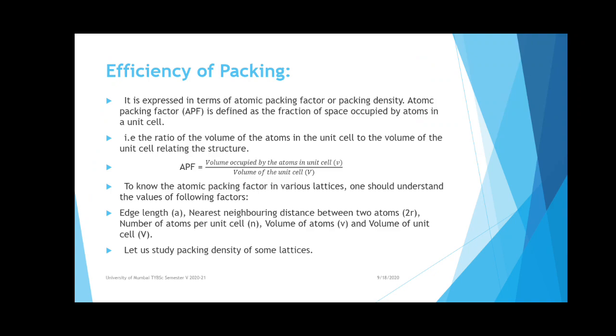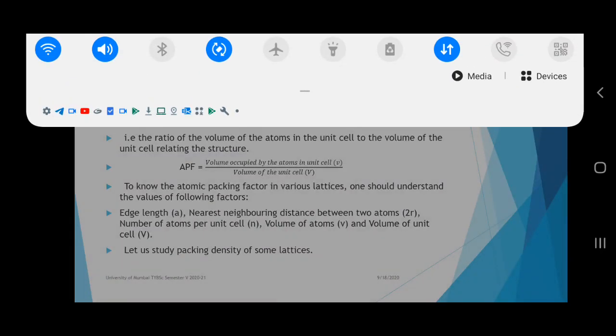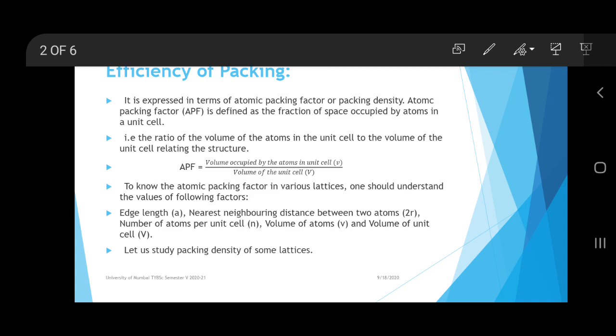To know the atomic packing factor in various lattices, one should understand the following factors. To understand the packing efficiency of solids, you should know some important terms. One is the edge length, the other is the nearest neighbouring distance between two atoms, that is the radius, twice the radius. You can see how to calculate r.